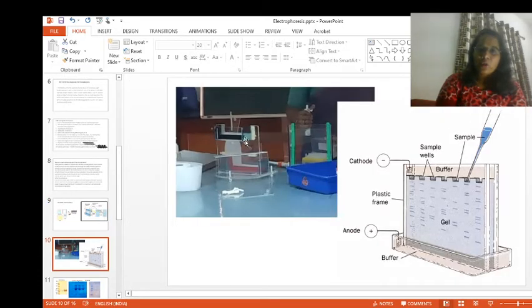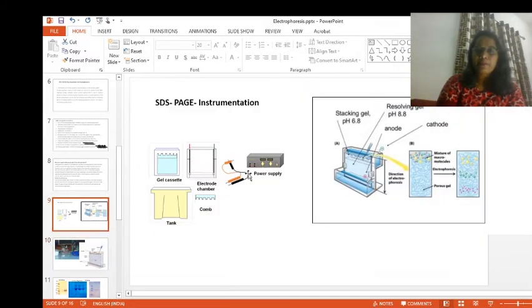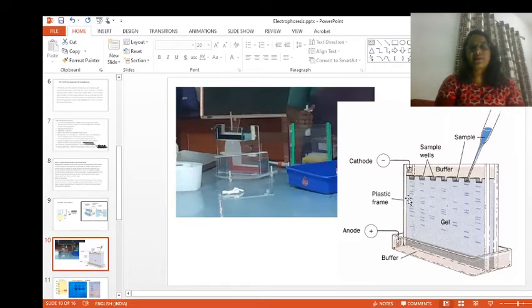And here we will pour our tank buffer, that is Tris-glycine buffer, in this upper region and in this lower region. Once this buffer is poured, we can place the casted gel into this system and clamp it to the gel system. The upper and lower tanks are now connected to each other by means of this gel, which contains SDS. So this is our connection, and now we can see how we prepare the gel.